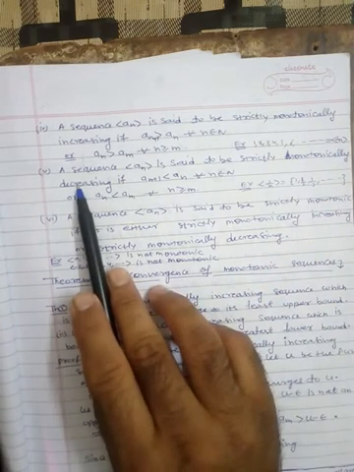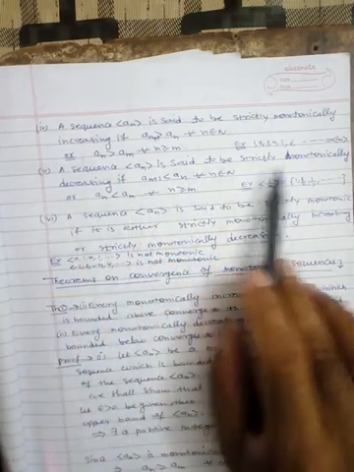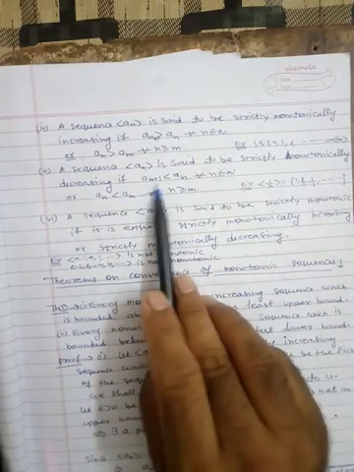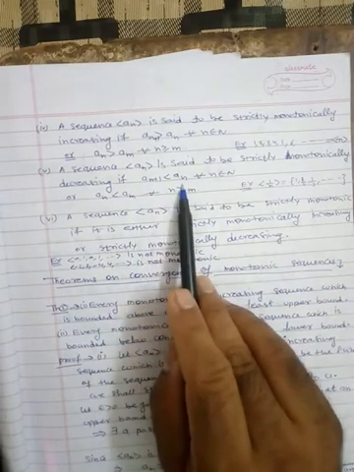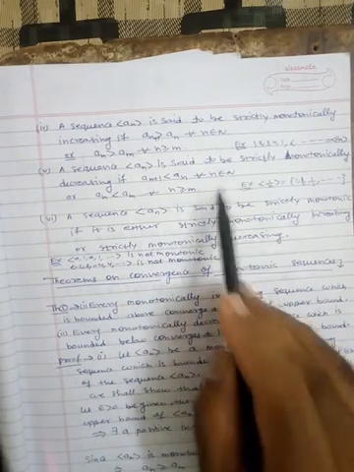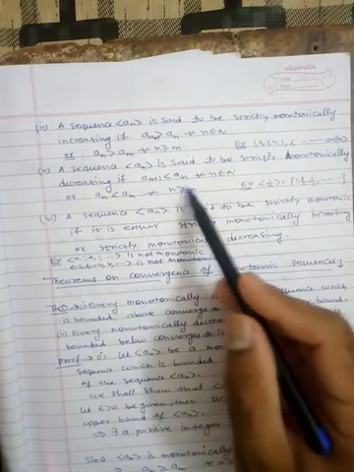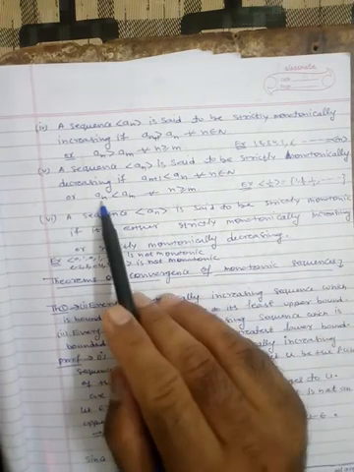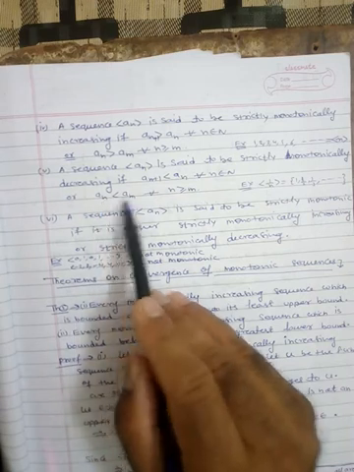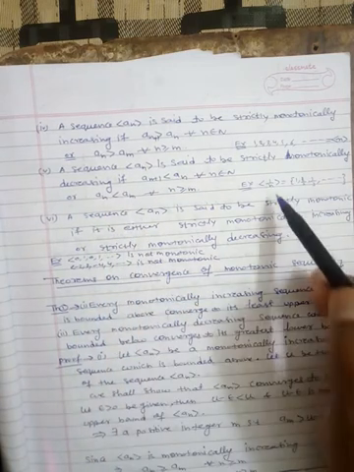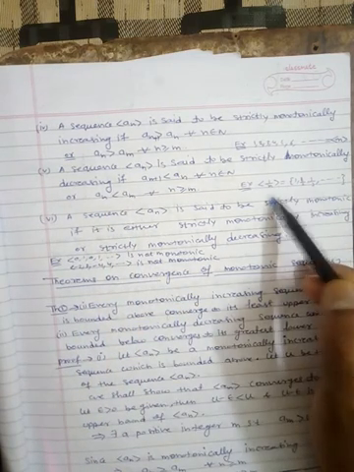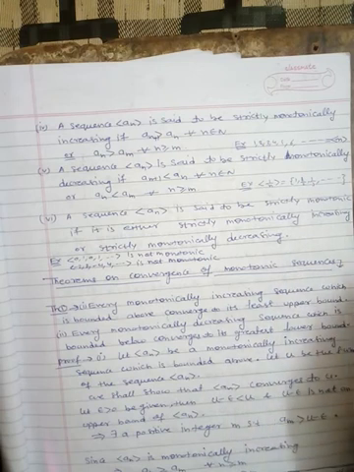Similarly, a sequence a_n is said to be strictly monotonically decreasing if a_{n+1} is less than a_n for all n belonging to N. Alternately, whenever n is greater than or equal to m, the associated values behave like this: a_n is less than a_m. Here is an example, the sequence 1 by n. This is a strictly decreasing sequence.